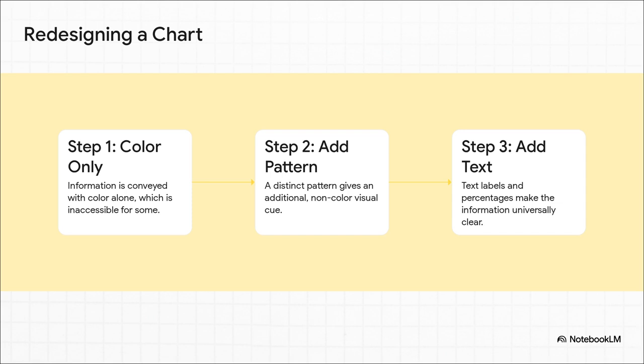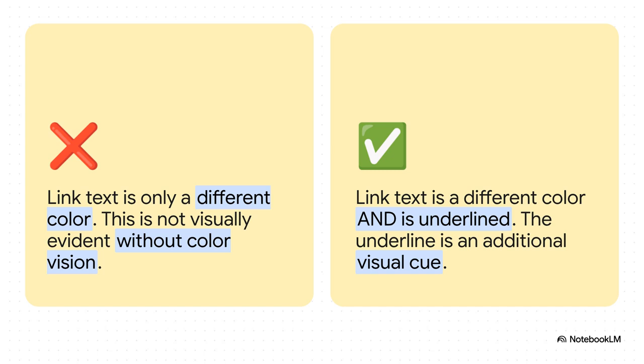Step 3, let's add another partner. Text labels. Now, it's absolutely crystal clear for everyone. No guesswork needed. And here's an example you see 100 times a day.